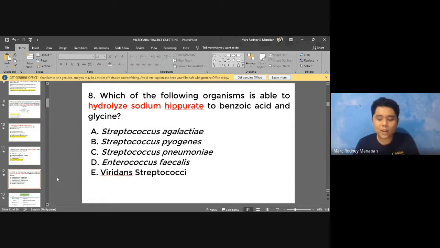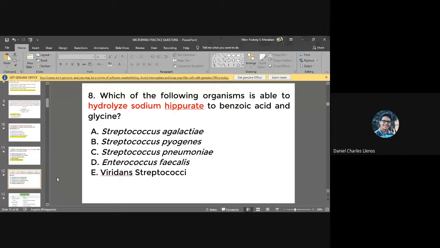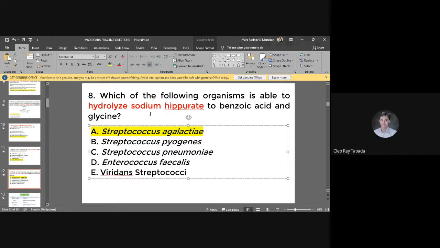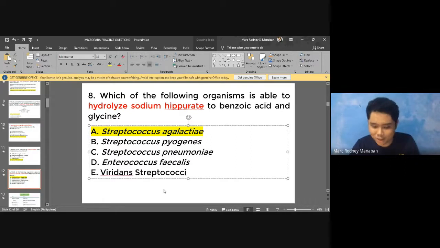Which of the following organisms is able to hydrolyze sodium hippurate? Agalactiae. It's just describing the hippurate hydrolysis test. Take note, dears: a gram-positive coccus that is hippurate hydrolysis positive is Streptococcus agalactiae. But among gram-negative organisms, the distinct one is Campylobacter jejuni, which is hippurate hydrolysis positive.